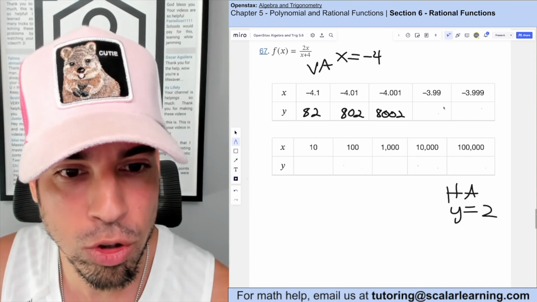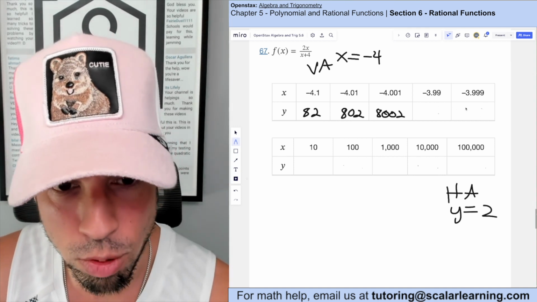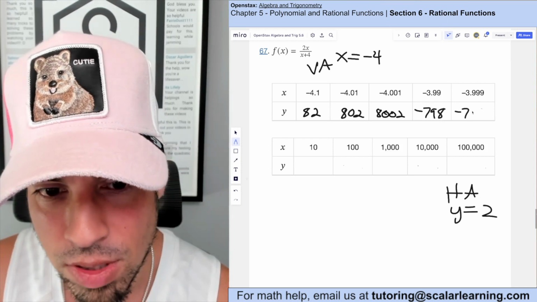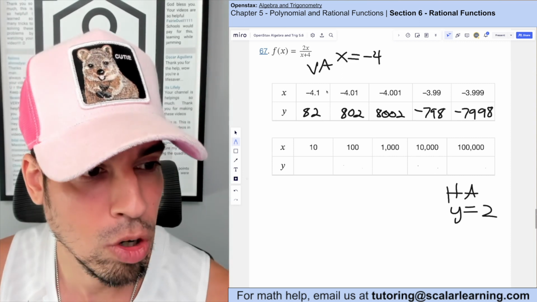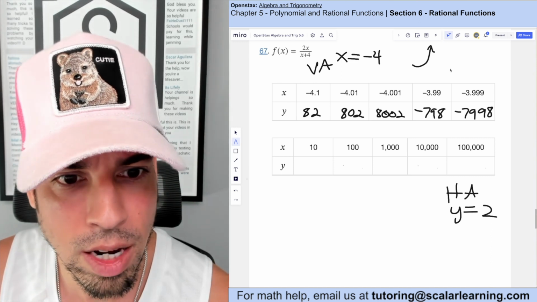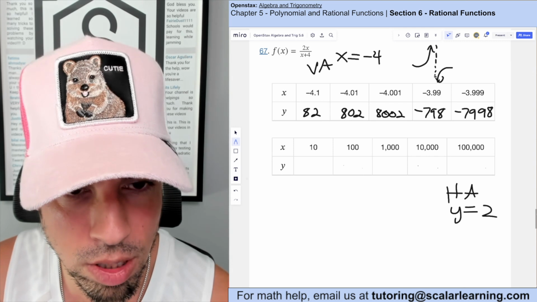And then as we get closer from the other side, right, from things that are just barely bigger than -4 but getting closer, we've got -798, then we've got -7998, getting closer and closer to negative infinity. So it looks like from the left side we're going up and up and up. From the right side, as we get closer to -4, we're going down, down, down. So there would be our vertical asymptote at -4.